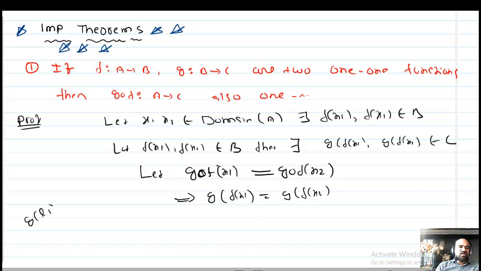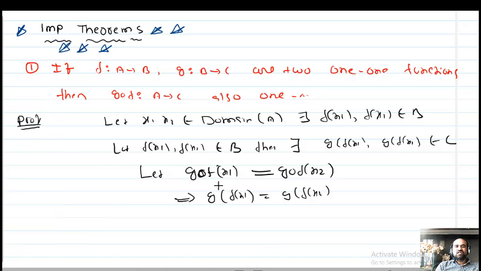So this is in the form of g of L1 equals g of L2. Directly I can say L1 equals L2, no? g of L1 equals g of L2. Directly I can say L1 equals L2 because g is a 1-1 function. See, g is 1-1. g of L1 equals g of L2, automatically L1 equals L2 only.